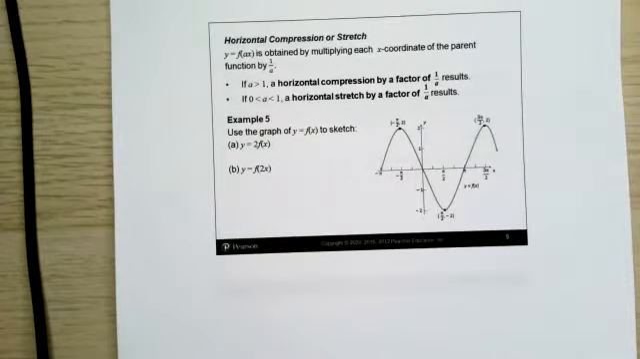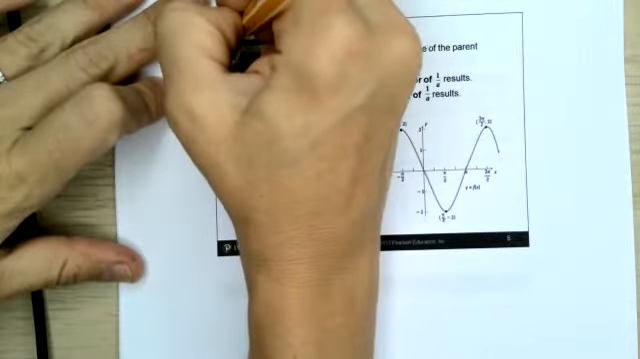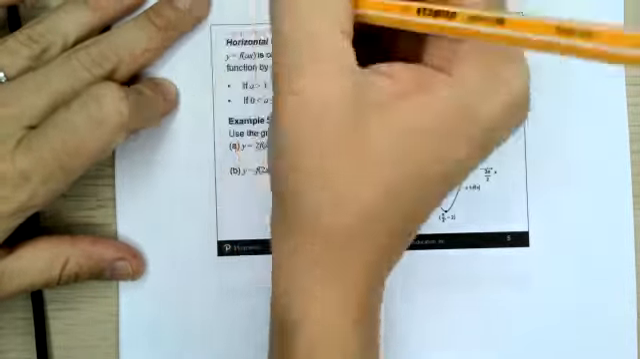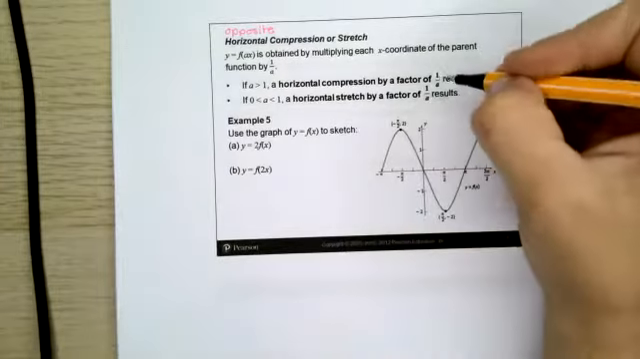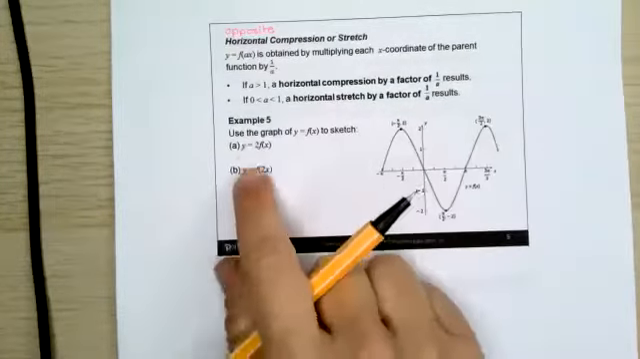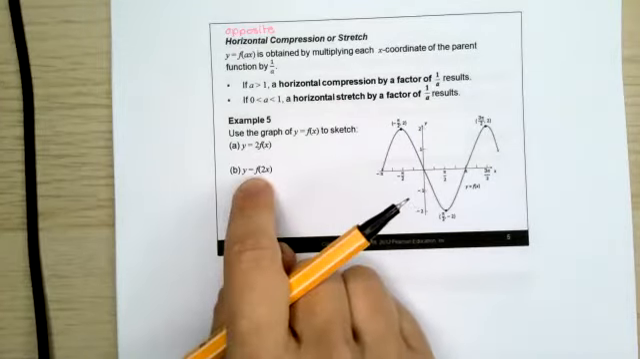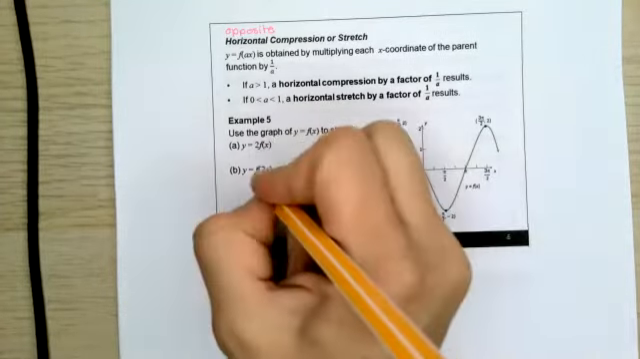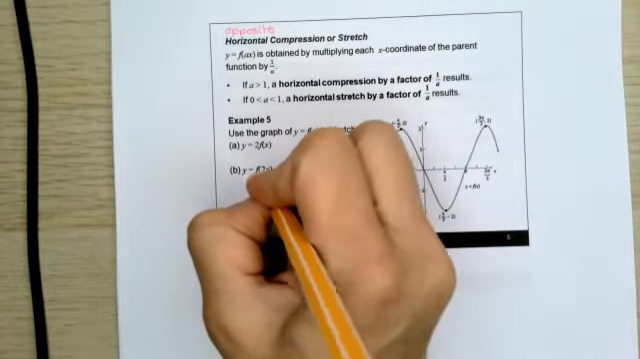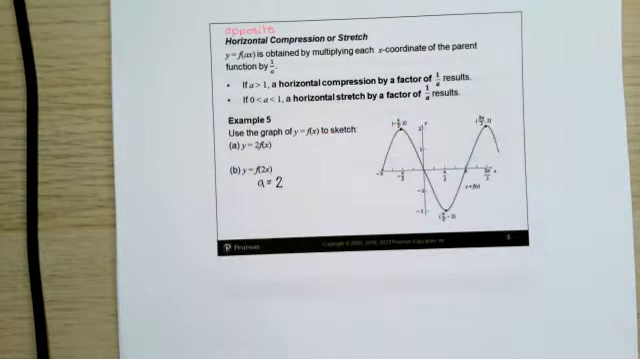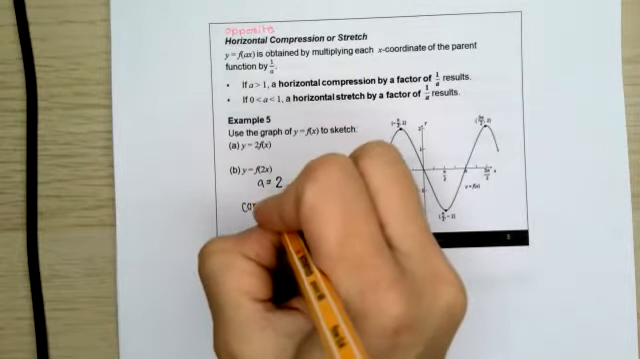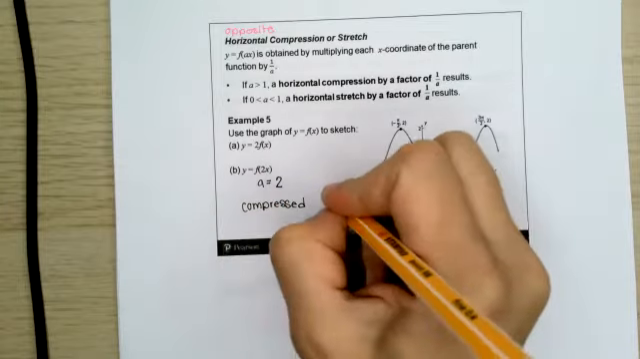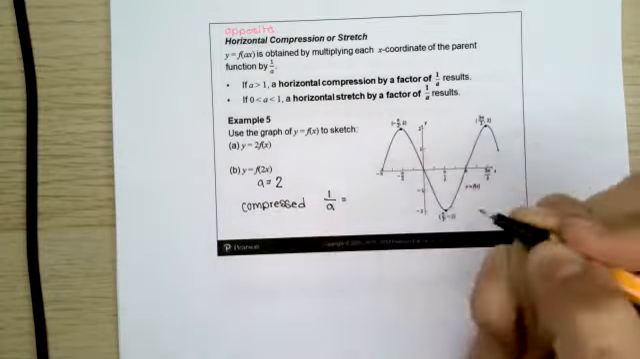Horizontal compression or stretch, remember horizontal means the opposite of what is happening, of what looks like is happening, because compression or stretching happens by a factor of 1 over that A. So when you have f of x equals 2x, it's a horizontal compression by A is 2. So my horizontal compression is by 1 over A, in this case, 1 over 2.